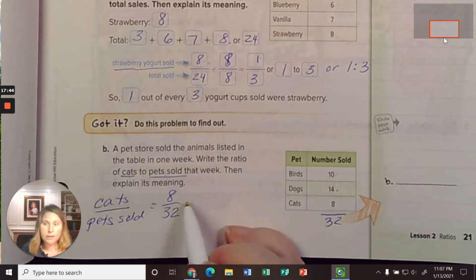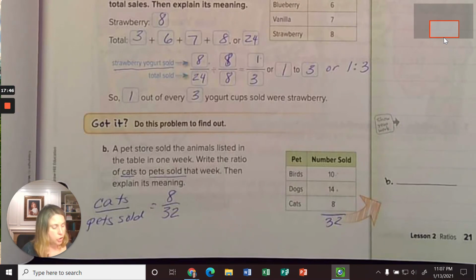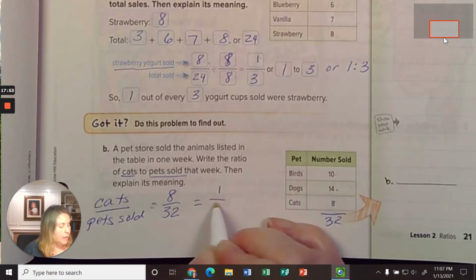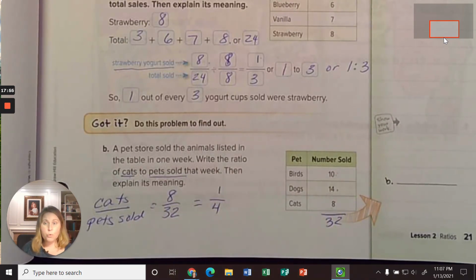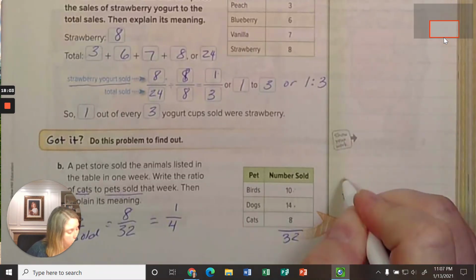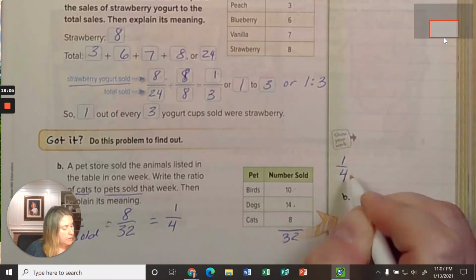Our greatest common factor of 8 and 32 is 8. Those are both divisible by 8. So 8 divided by 8 would be 1. 32 divided by 8 would be 4. Okay, so this tells us that 1 out of every 4 pets sold was a cat. So let's write that down, 1 out of 4, and that's our ratio.